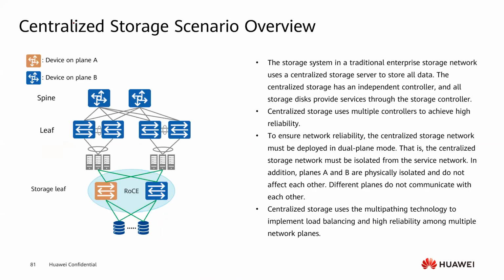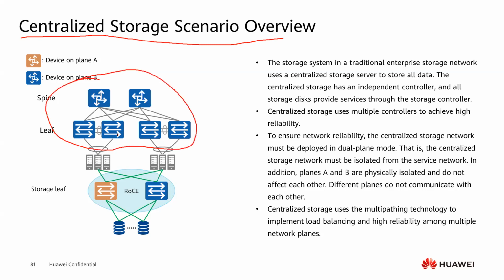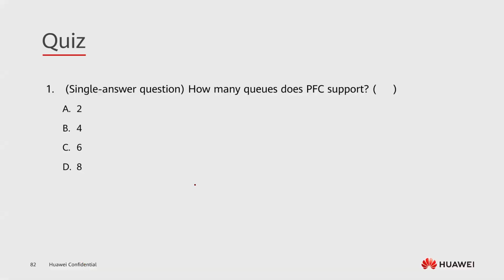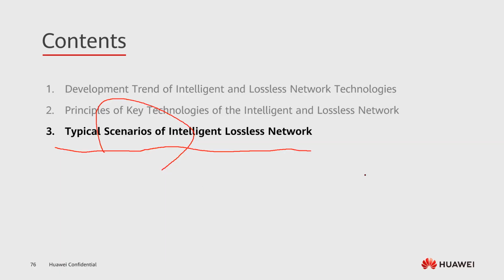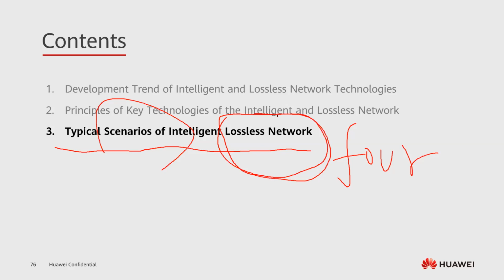And this is the centralized storage scenario. This is the traditional spine-leaf, and the lossless network is deployed between centralized storage servers. This is the scenario for the lossless network.